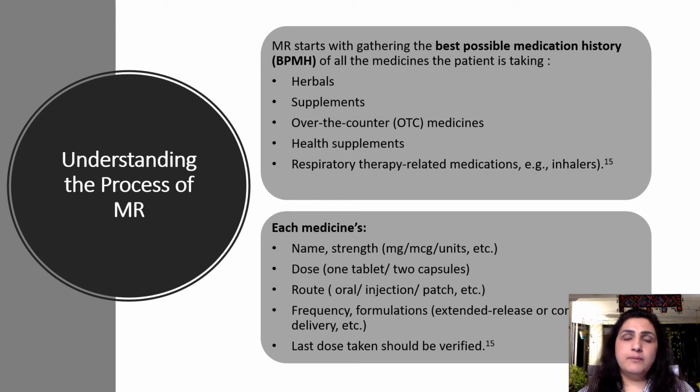Okay, so now I'll explain what the process of medication reconciliation is. It means that we have to gather the best possible medication history of all the medicines the patient is taking. It should include herbal medications, supplements, over-the-counter and prescription medications, and respiratory therapy related medications, for example inhalers, which should also be added for drug interactions and in general to the medication list. And then for each medicine, we should know the name, strength, dose, route, frequency, and also when the last dose of the medicine was taken.